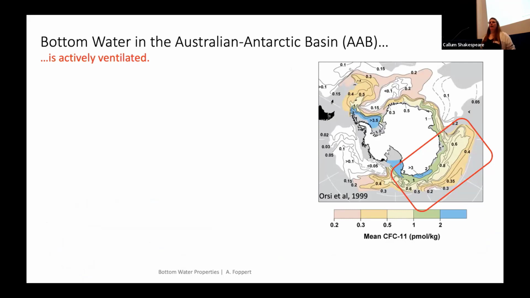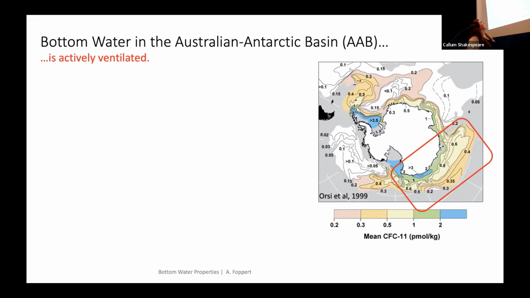It forms the lower limb of the meridional overturning circulation. It fills up a vast majority or a large majority of the ocean basins, and it's formed in these sort of discrete regions around Antarctica. So there's some formed in the Weddell and the Ross Sea, along the Adelie coast, and also over by Cape Darnley. That's not on this map.